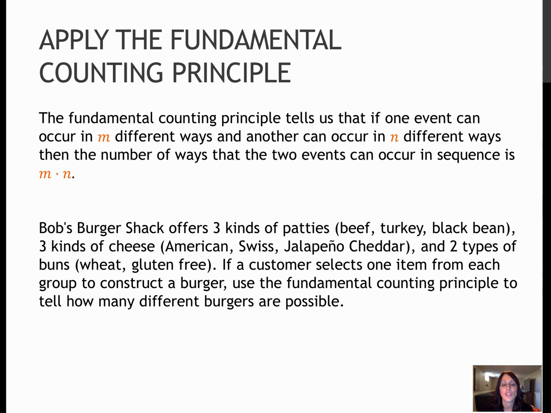Now, if we only need to know how many options there are and not what the options are, we can use something called the fundamental counting principle. That principle says that if you have M number of options in your first choice and N number of options in your second choice, just multiply the 2 together and that gives you how many options total. For instance, here we had the 3 kinds of patties, the 3 kinds of cheese, and the 2 types of buns. If I take 3 times 3 times 2, I get 18, and I get that answer so much faster than drawing out my tree diagram. So the fundamental counting principle tells us just to multiply.